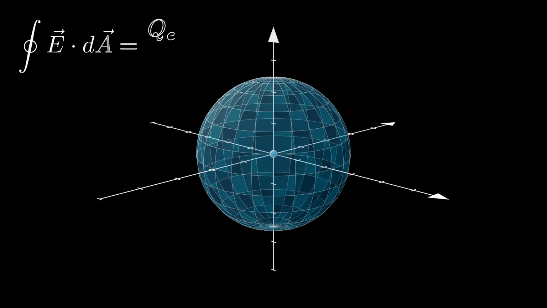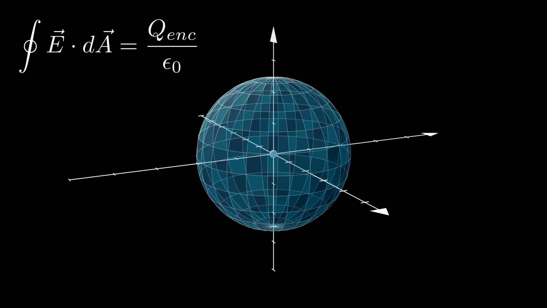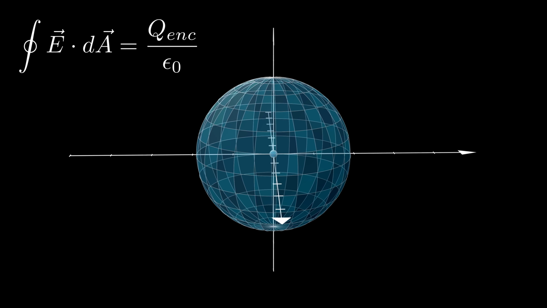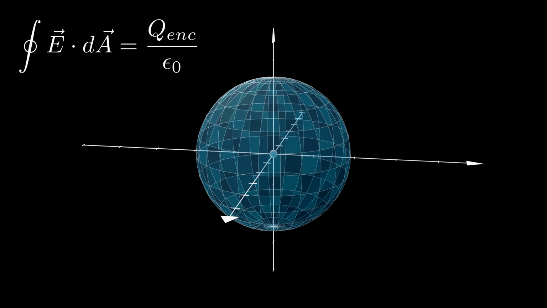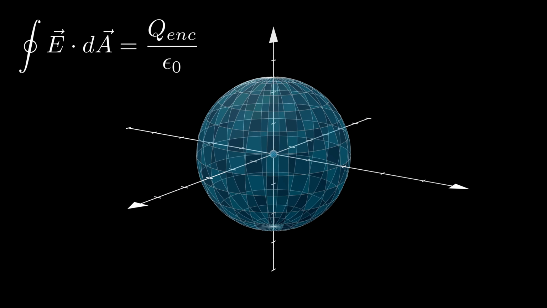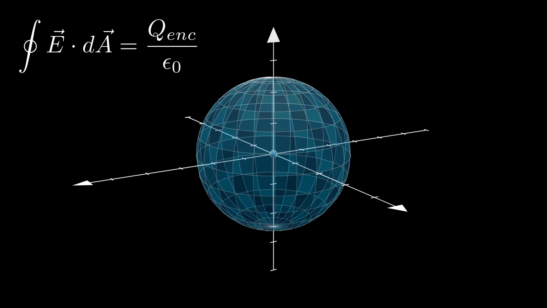We now arrive at Module 3, Gauss's law, perhaps the most elegant tool in electrostatics. Gauss's law states that the total electric flux through any closed surface is equal to the net charge enclosed divided by the permittivity of free space. Flux is essentially a measure of how many field lines pierce a given surface.